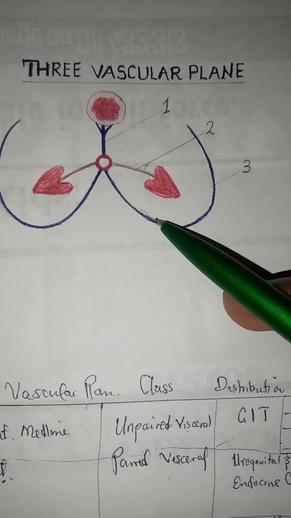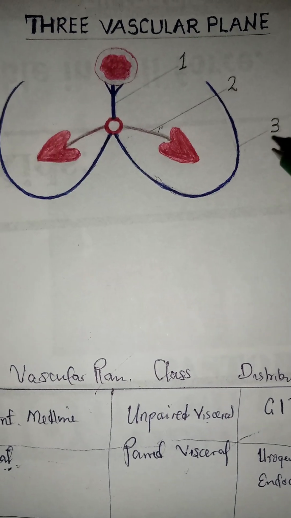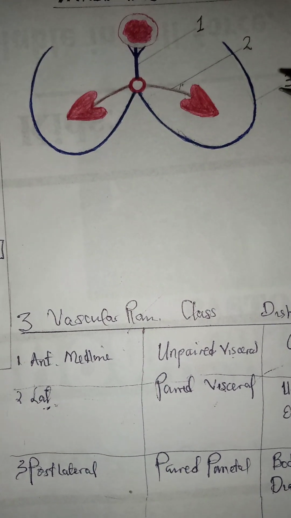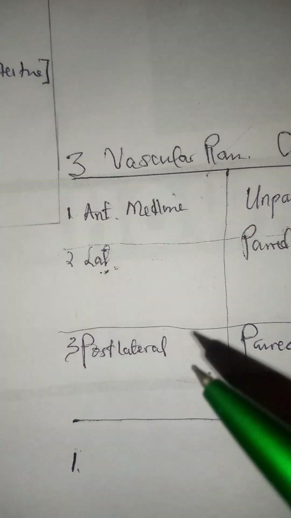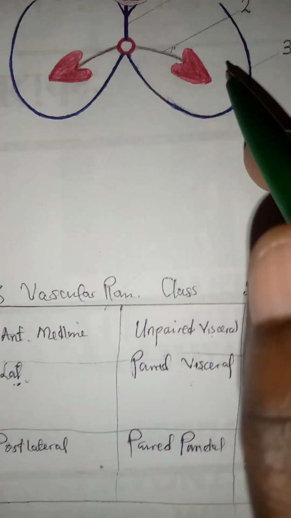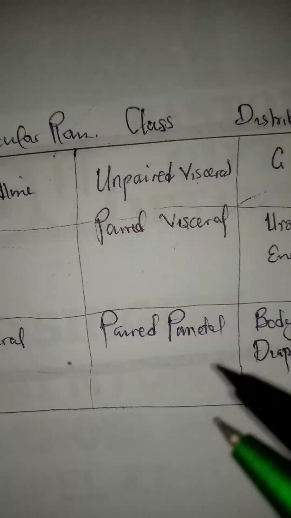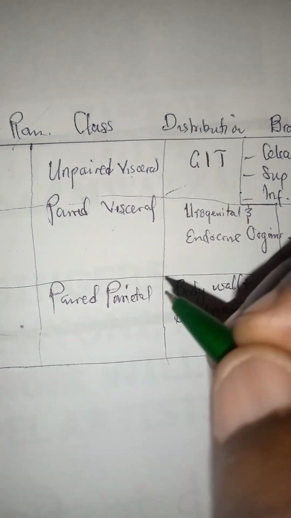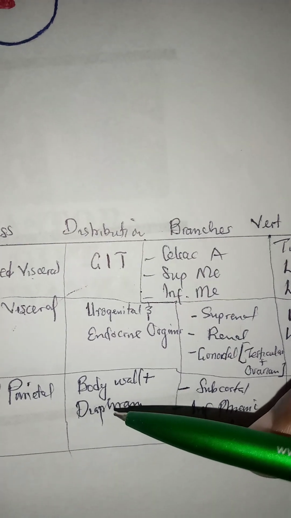Okay, so this one, as you can see here, is paired as well, but it is not targeting organ. Okay, so this one is called the posterolateral vascular plane. You can see posterolateral vascular plane. So this is paired, but it's not visceral. Okay, take note of this, because this one targets the body wall and the diaphragm.